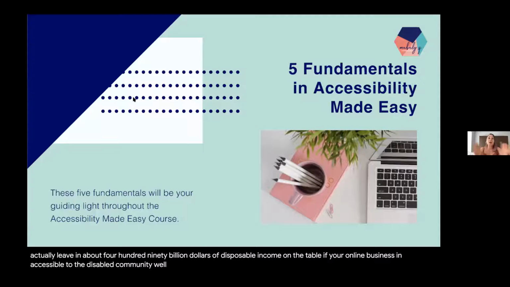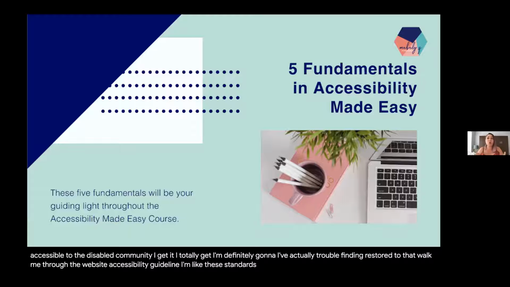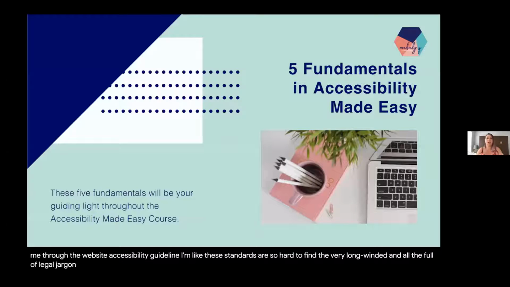So I get it. I totally get it. I'm a deaf business owner. I've actually struggled finding resources that walk me through the website accessibility guidelines. I'm like, these standards are so hard to find. They're very long-winded and dull. They're full of legal jargon and they're complicated to implement.